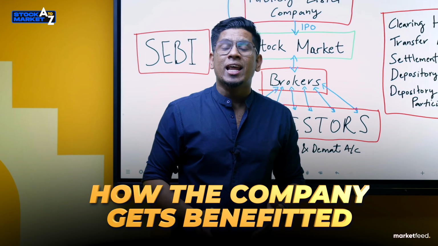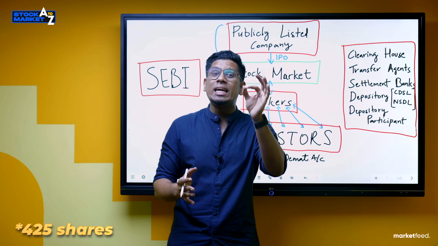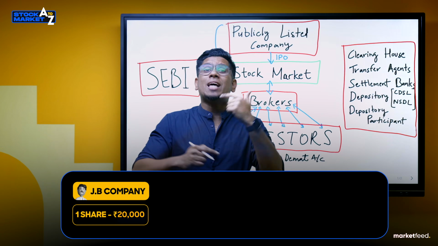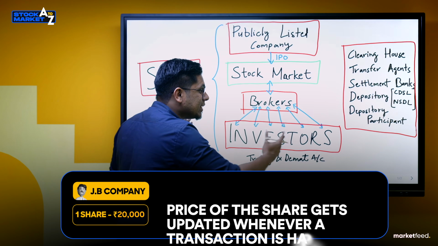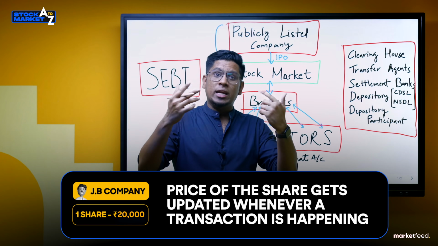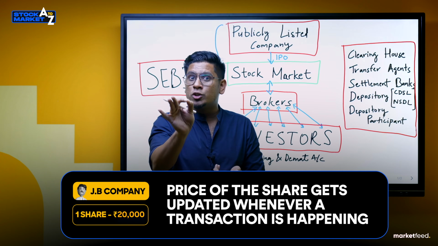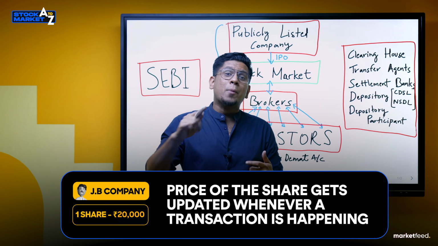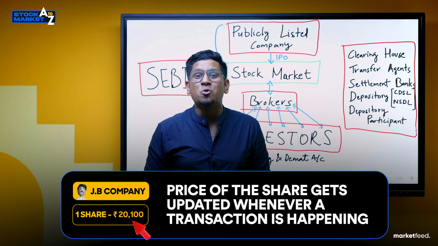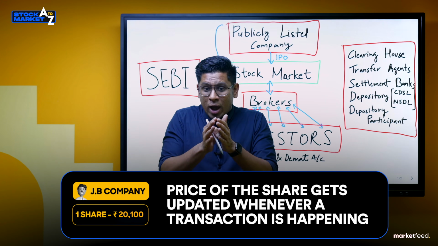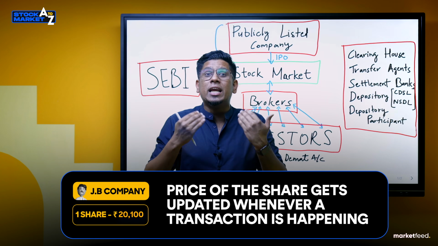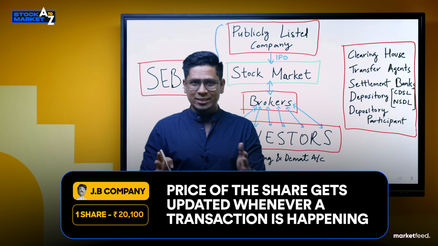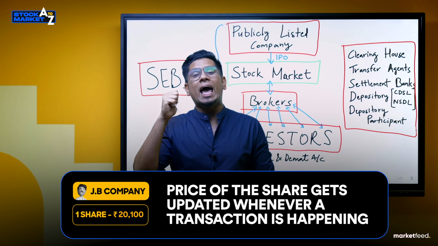Let's take the example again. Say Jignesh Bhai still holds nearly 300 shares of the company. The price of the share of the company gets updated whenever a transaction happens in the secondary market. So initially the price of a share was 20,000 only. Now because the transaction happened in the secondary market, the price gets updated to 20,100. So basically the value of the entire shareholding of Jignesh Bhai increases. His net worth increases. Now this is the basic difference between the primary market and the secondary market.